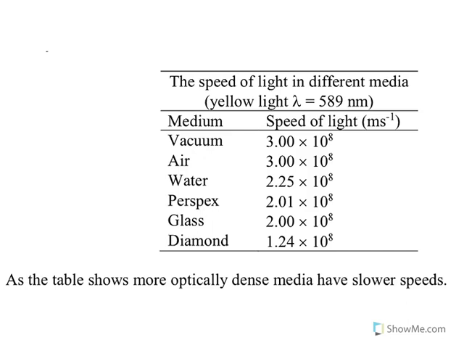All right, so we actually see that when light goes from one medium to the other, it bends, and we know that the light slows down. All right, so optically dense, there's that term again. Optically dense media have slower speeds, so optically dense just means it's more difficult for the light to travel through.